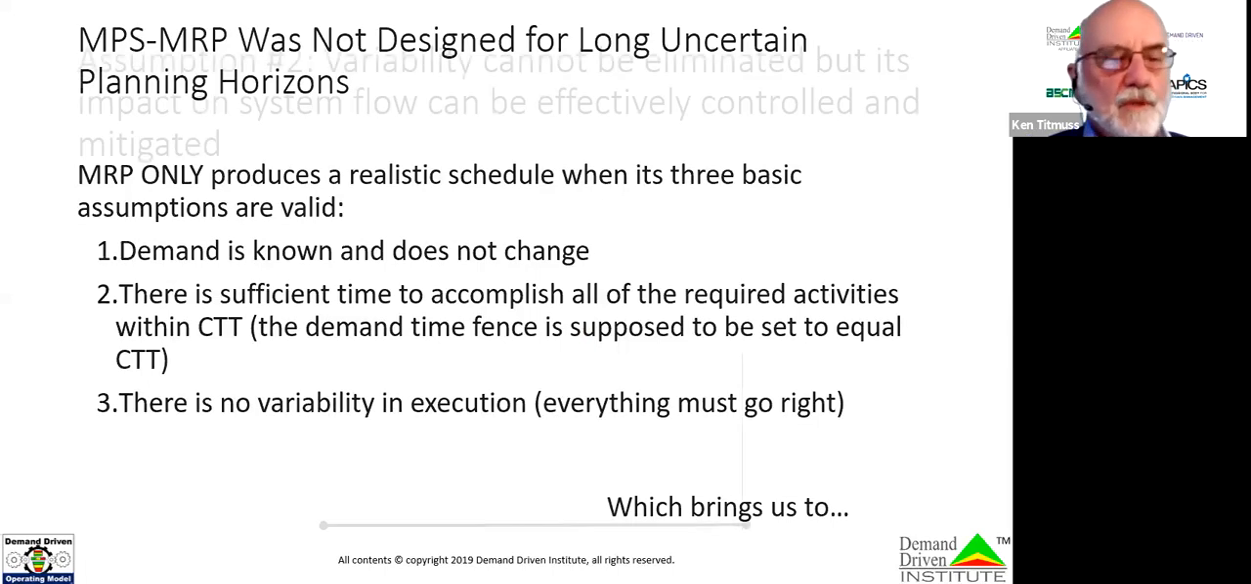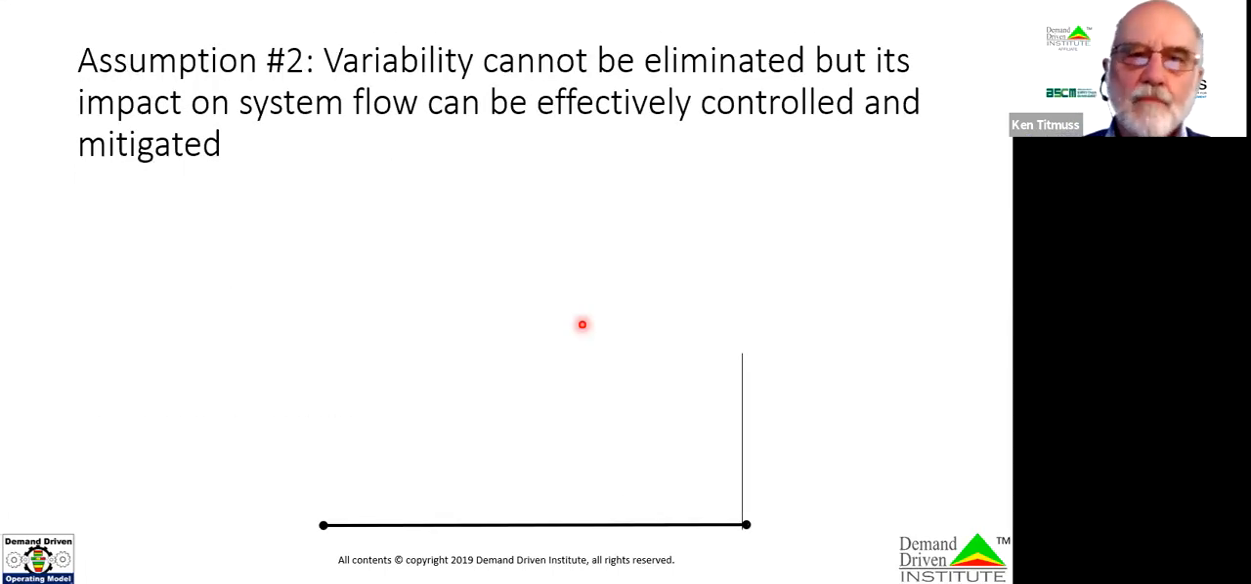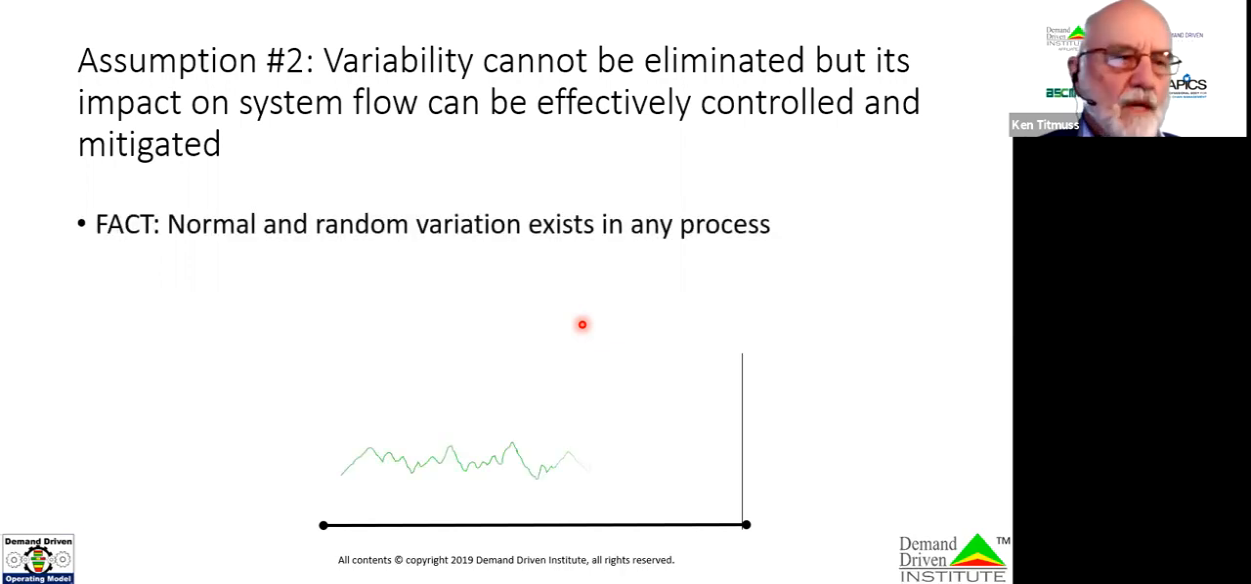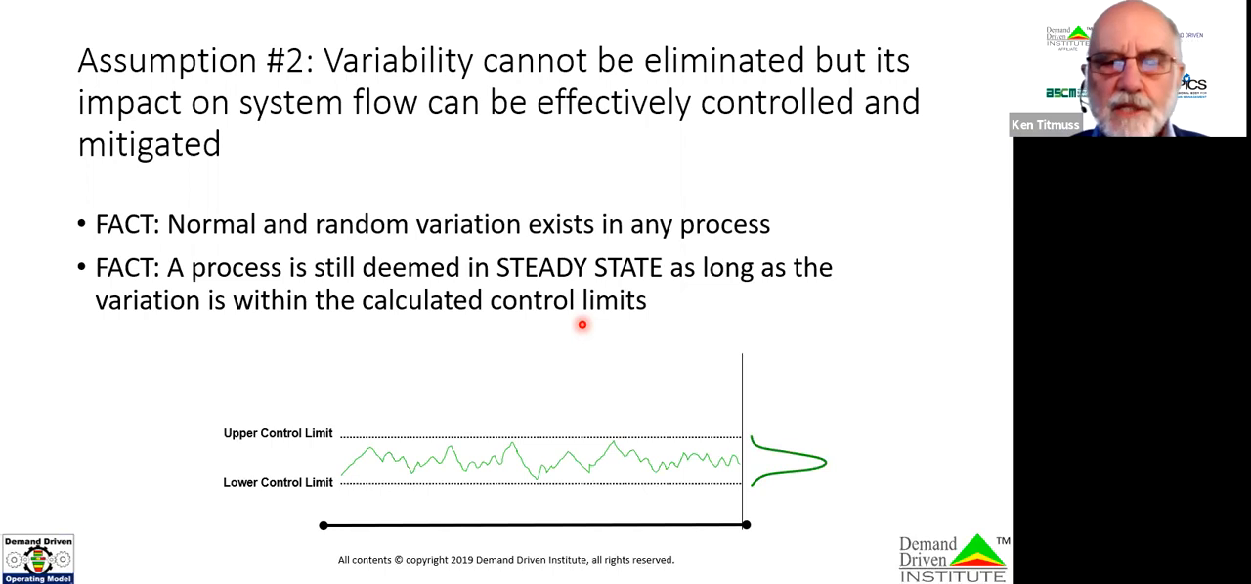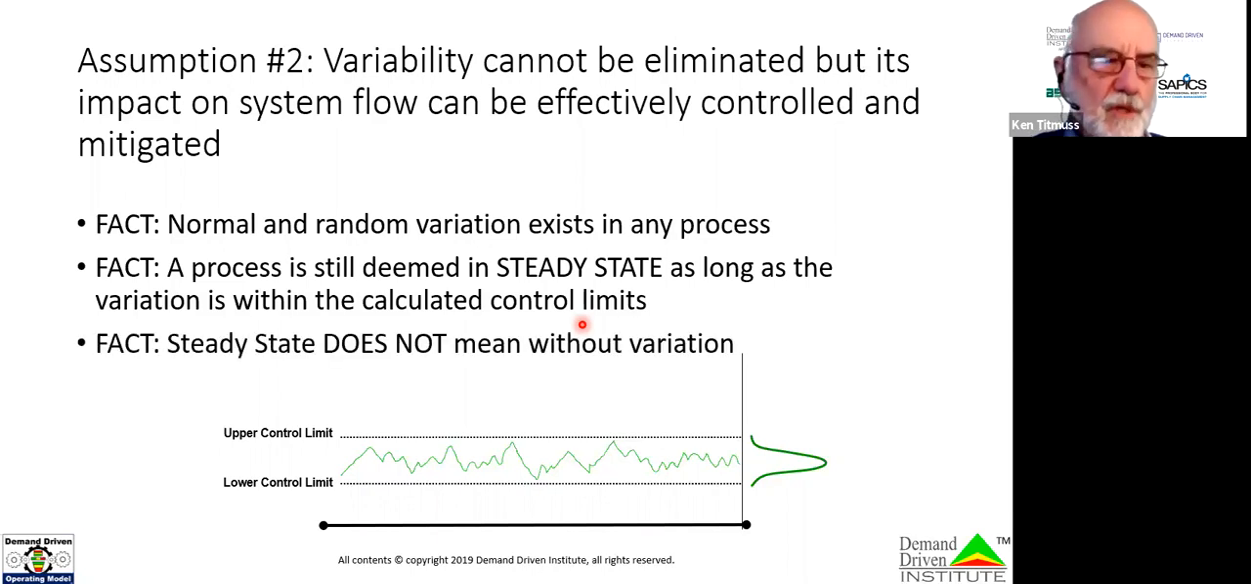So this brings us to assumption number two. Variability cannot be eliminated, but its impact on system flow can be effectively controlled and mitigated. Fact: normal and random variation exists in every process. A process is still deemed to be in steady state as long as the variation is within calculated control limits. So we say a process is in steady state, but there is variation within that process between those control limits. Steady state does not mean without variation. Everything has variation.